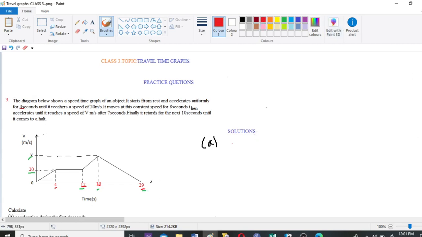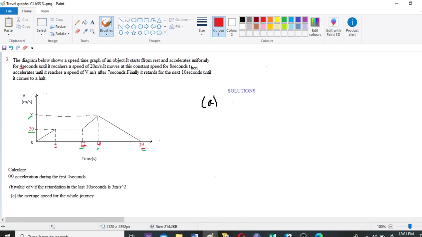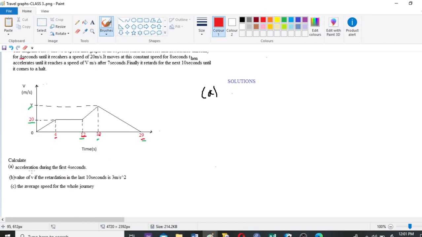So question A is, calculate the acceleration during the first 4 seconds. Remember, we use the formula v minus u over t, where t is the time it took. Our initial velocity: remember the car started from rest. When something is resting, there is no speed to it, isn't it? That means our initial velocity is 0.